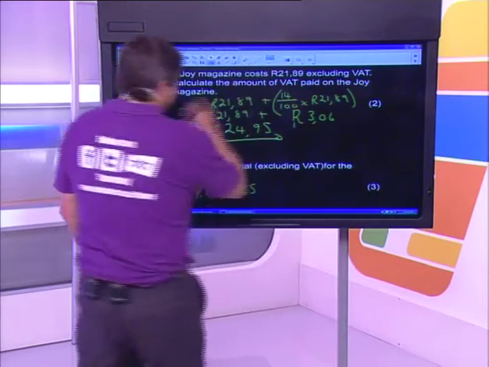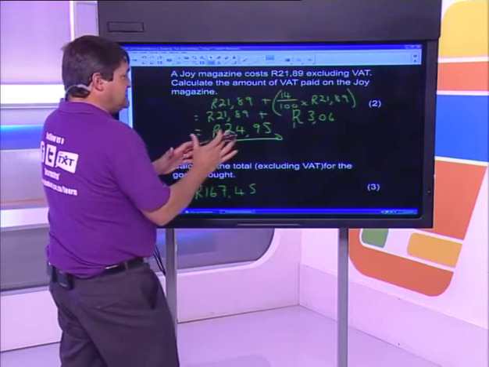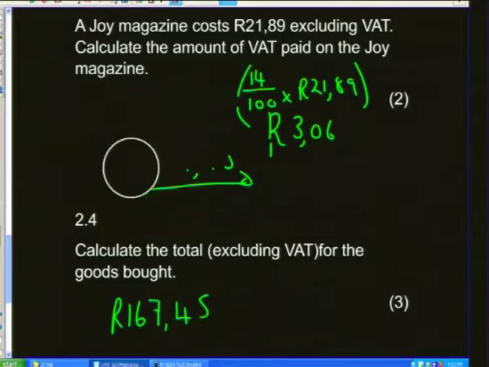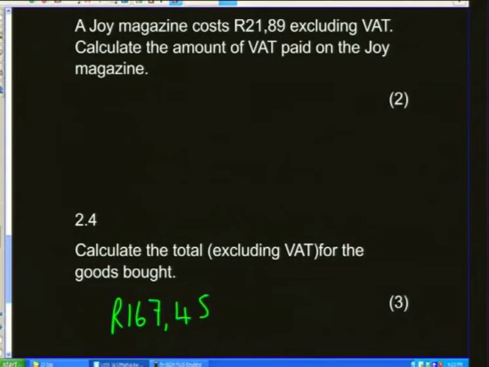Let's go back to this one. And what I'm now going to do is we see here that this magazine cost 21 Rand 89. We then found 14% of it, came to 3 Rand 6, added it to the 21.89 and got a final price of 24.95. Now, guys, there's another way of doing that. Okay, watch carefully here. If I were now to take my magazine and it cost 21 Rand and 89 cents, and I multiply it by, now, I want 100% of that value.